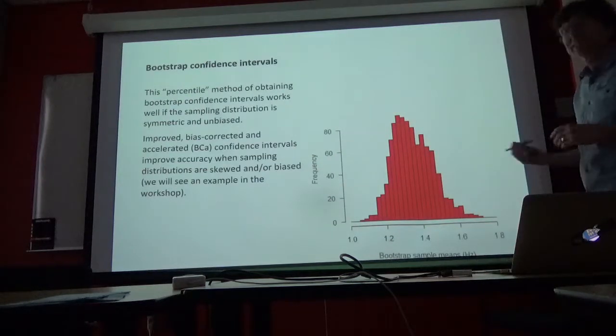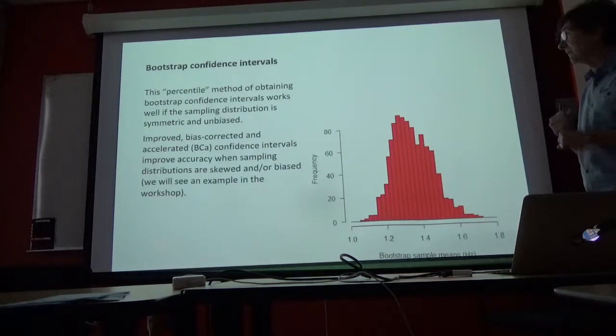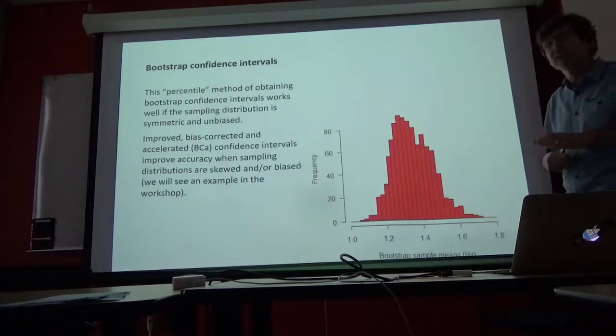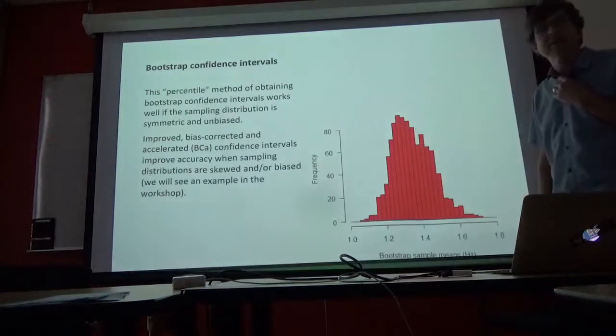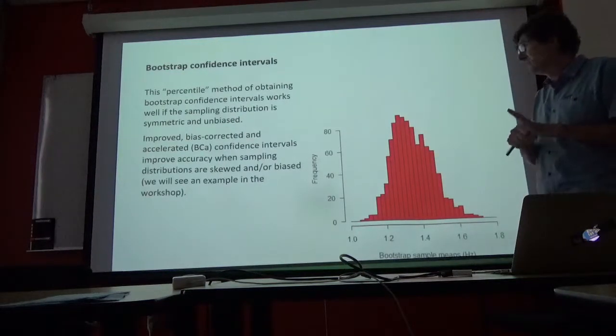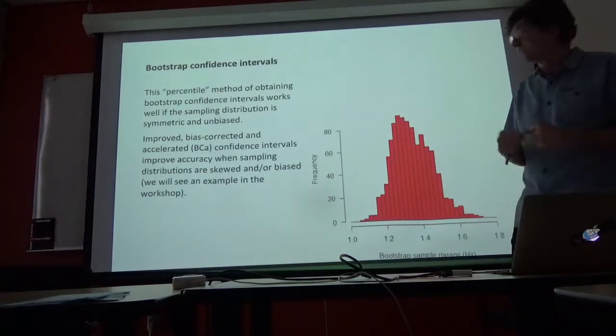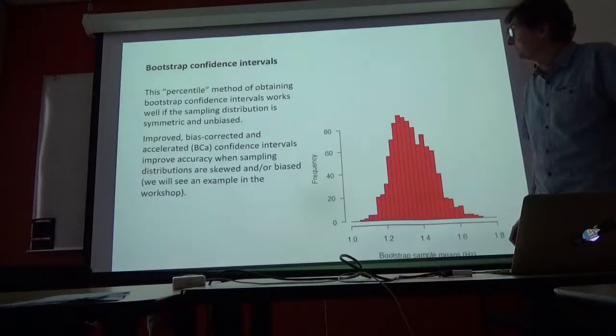So this is called the percentile method for bootstrap confidence intervals, but there are improvements on that. Bias-corrected and accelerated confidence intervals will improve accuracy, especially when the distribution is skewed, and so on. We'll try that out in the workshop.